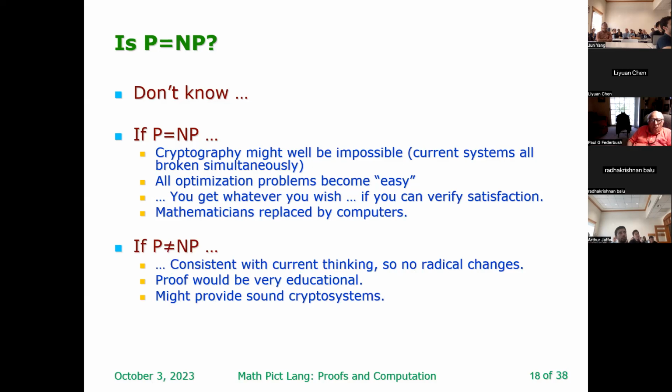If P is not equal to NP, this is consistent with current thinking. It's baked into almost all the theory that exists, so it's not like you will radically alter everything, but it would be very educational. This might be the first way in which we will be able to prove and build sound crypto systems. Almost all cryptography built today is based on assumptions which may or may not be valid. And these assumptions are just mathematical ones, leave alone physical ones, like can we build a quantum computer, which would jeopardize even more of this space.